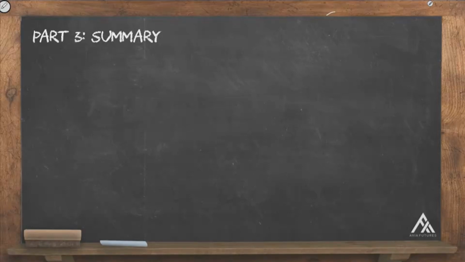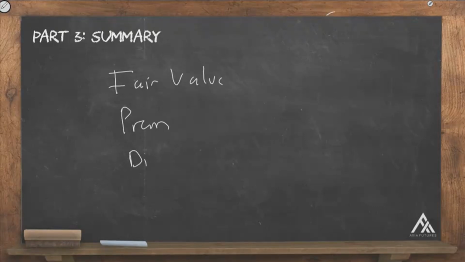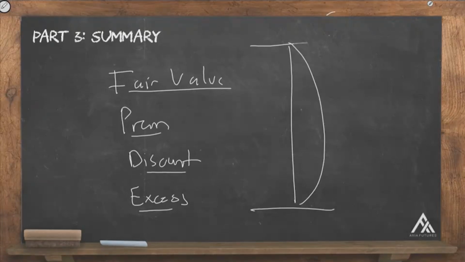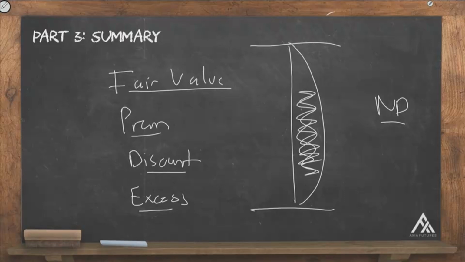We spoke about our key 3 proponents of the profile, and we said they include fair value, premium, discount, and last but not least, excess. Now, again, I'm sure most of you understand this, but the best way to explain it is with a volume profile. We have just a typical normal distribution, and as you can see, the market spends most of its time within the middle of that distribution.